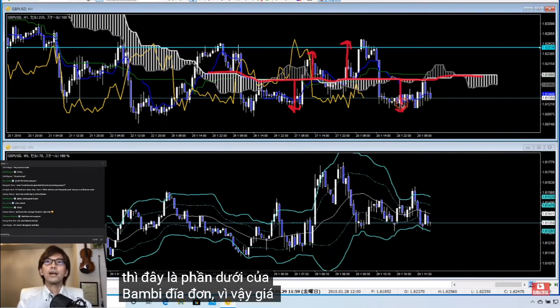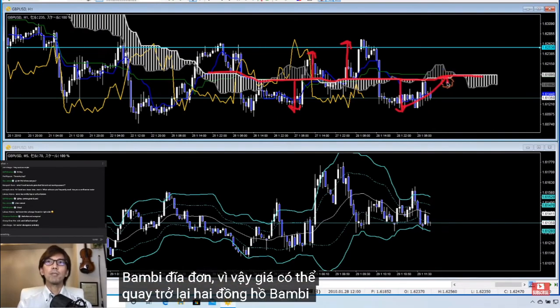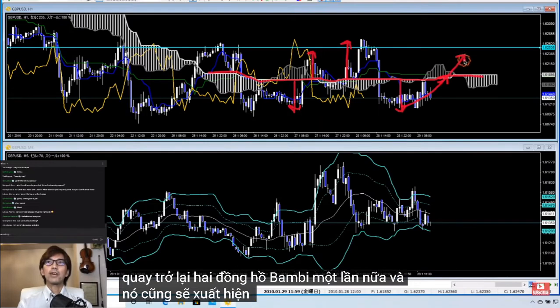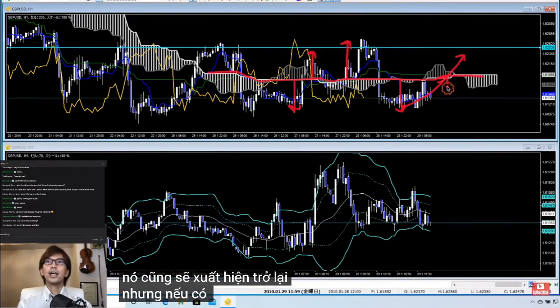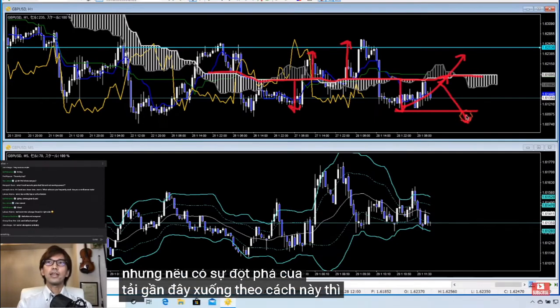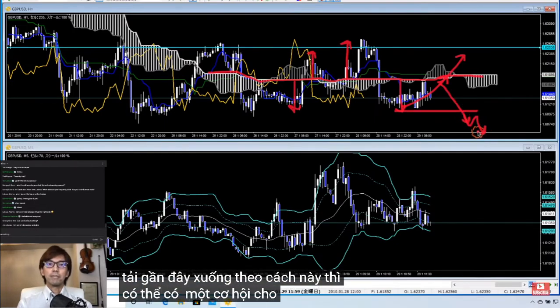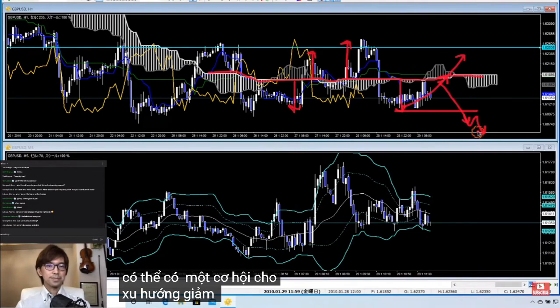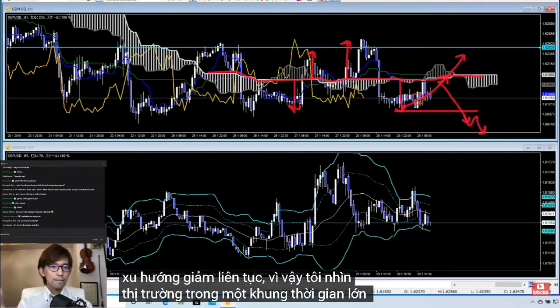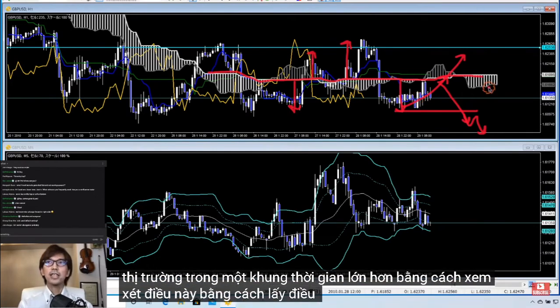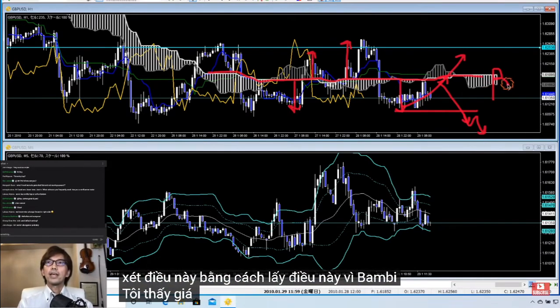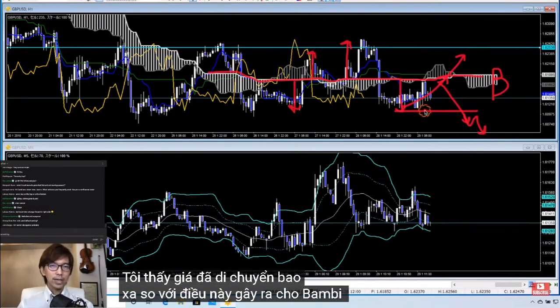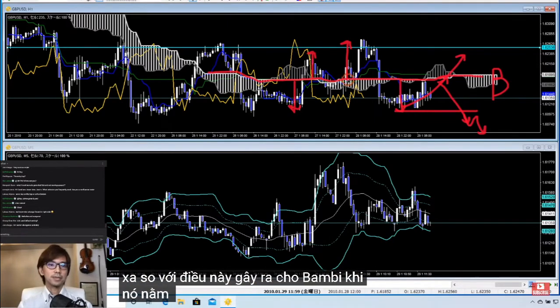So the price might come back to Senko span B again, and it will come upwards again too. But if there's a breakout of the recent low downwards this way, then there might be a chance for a continuous downtrend. So I look at the market in a bigger time frame by taking this Senko span B. I see how far the price has been moving away from this Senko span B when it's in the range.